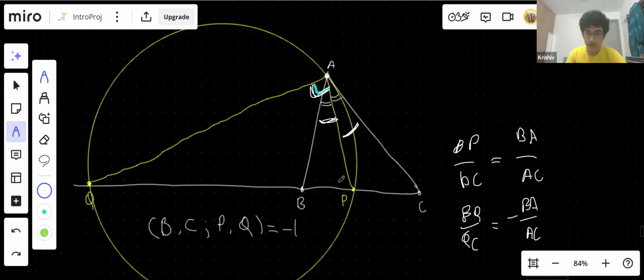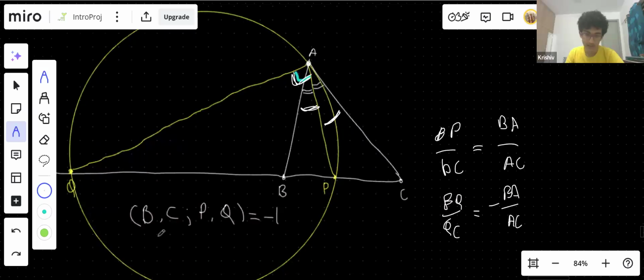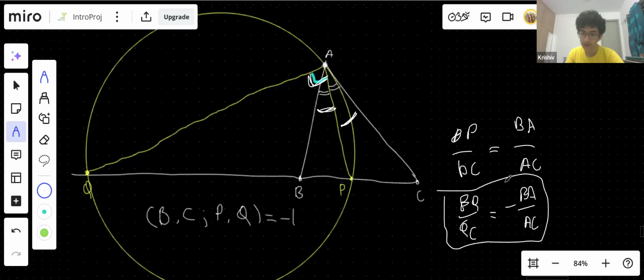Okay, I'll repeat. Suppose angle BAC is bisected by AP, and suppose (B, C; P, Q) is -1. Then BP over PC is equal to BA over AC by the angle bisector theorem. Since this equality holds, BQ over QC is equal to minus BA over AC. But the only point such that this holds is the foot of the external angle bisector, by the external angle bisector theorem.